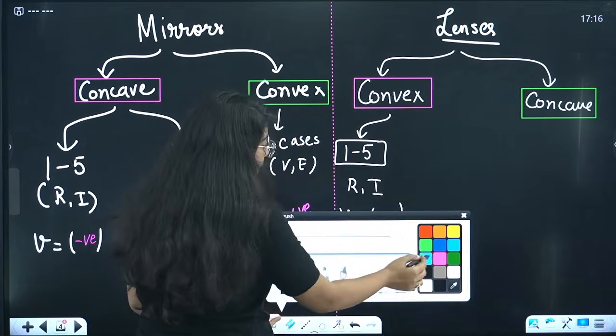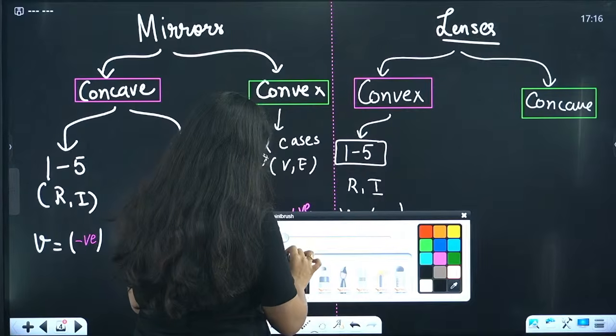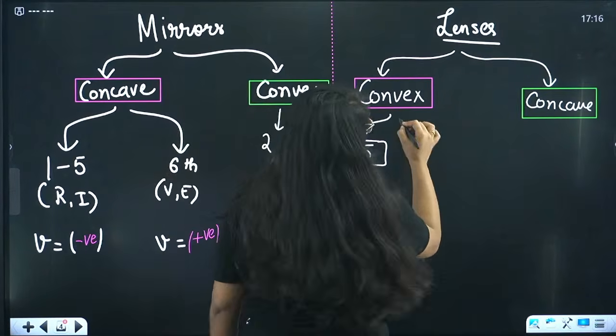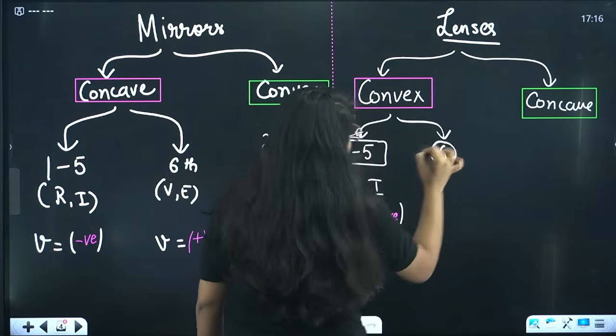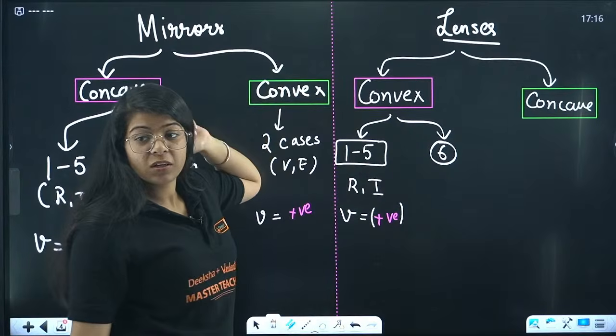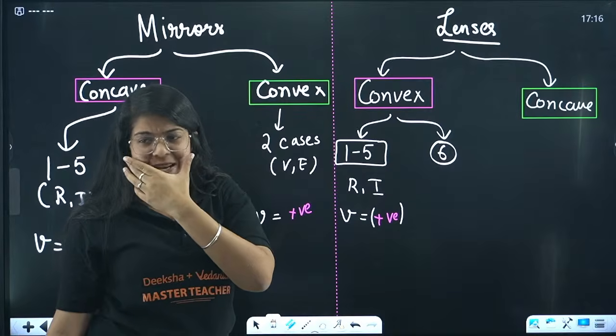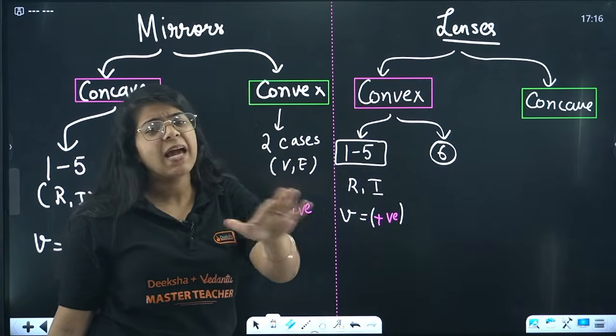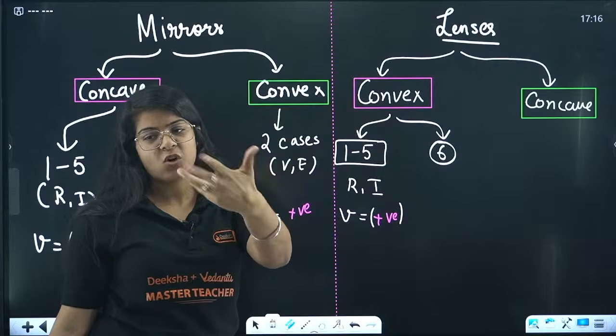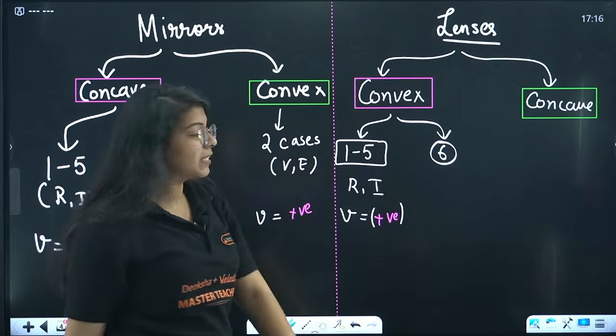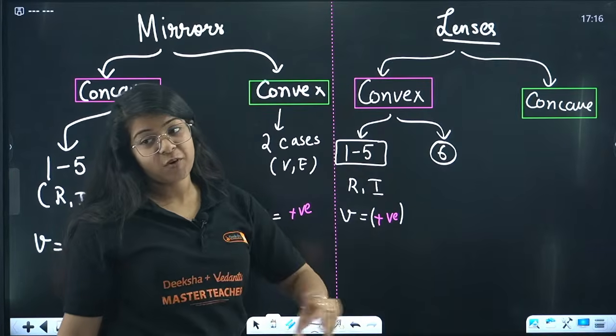Okay, next beta. Now we have the 6th case. For the 6th case, the image was formed where? Same as concave lens. Yes, that I agree. Same as concave lens, concave mirror, convex mirror, everything is same. But you tell me the sign of positive and negative.